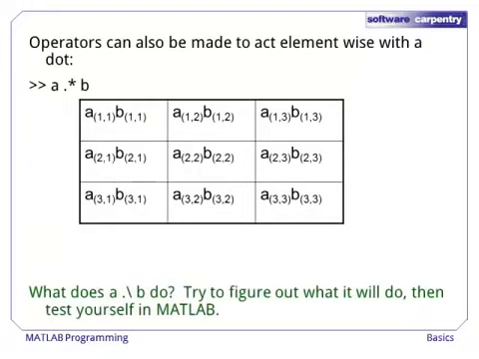Rather than loop through each element of two arrays to combine them element-wise, most operators can be made to perform element-wise operations by putting a period before the operator. For instance, A dot times B returns the element-wise product of A and B. Do you see how this might help the programmer avoid writing a loop?